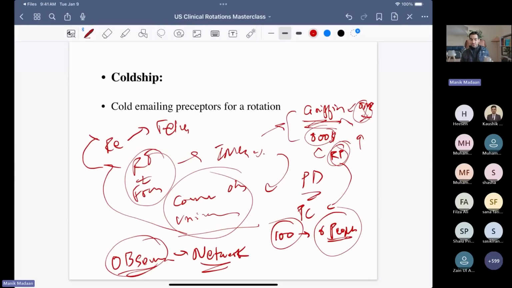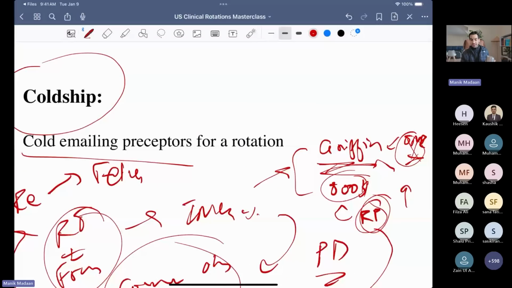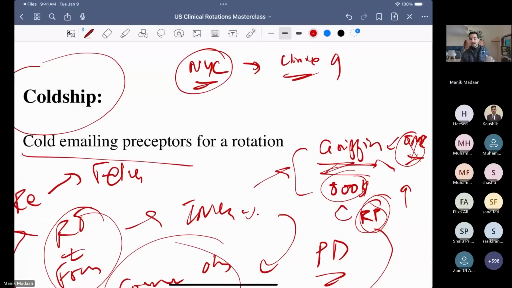Another way to get an observership is a cold ship, which means cold emailing preceptors. The way to do this is, let's say you are in New York City and you want to do a rotation. You can start emailing clinics that you find on Google, saying, hey, I'm an IMG, I want to do a rotation. Out of 100 people, only 6 are going to reply. Out of the 6, maybe 1 will say yes. That's just how it works.